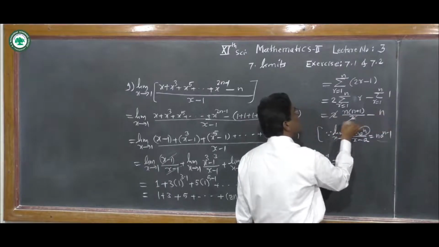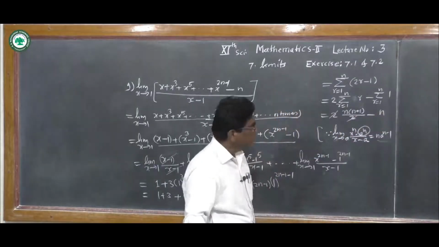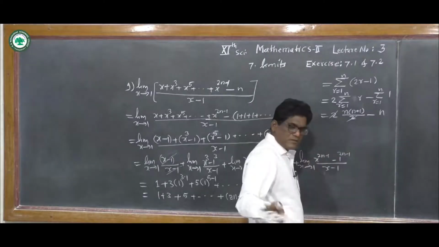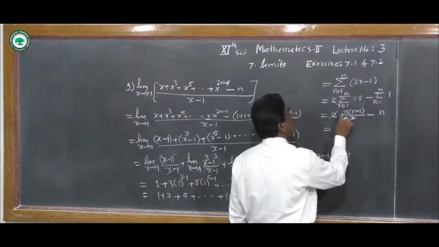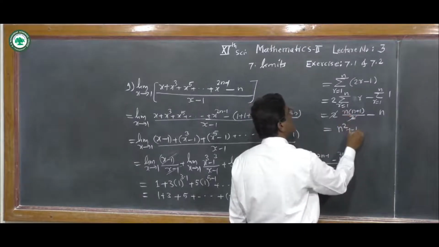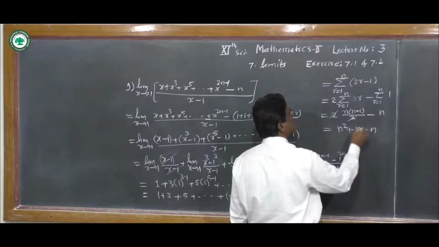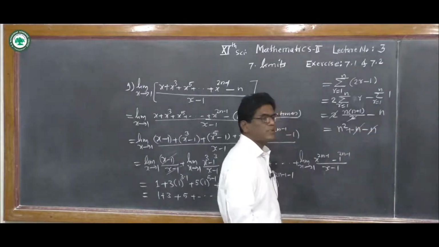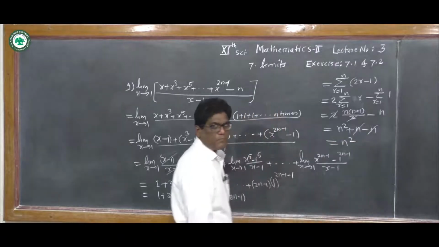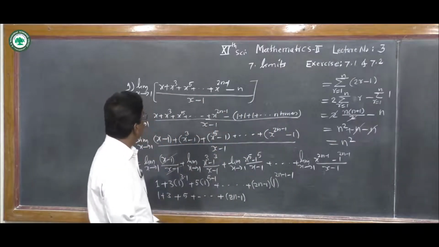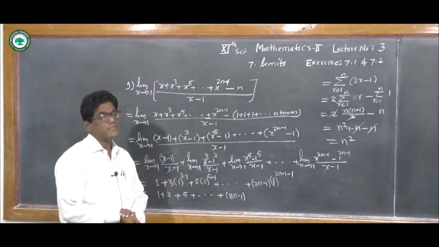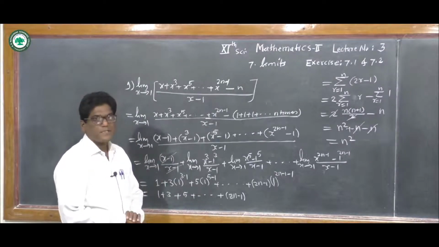And now these 2 and 2 get cancelled. So now we multiply by n into n square plus n into 1 is n, and this minus n. Now this plus n and minus n get cancelled. So the final solution is here n square. Okay, so in this way we have completed here 9th problem in the question number 3rd.